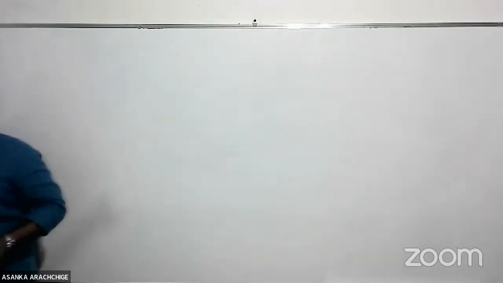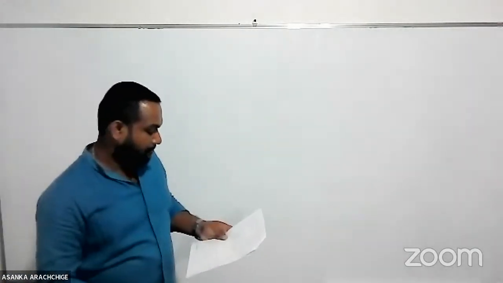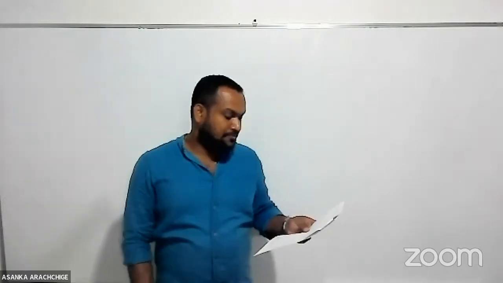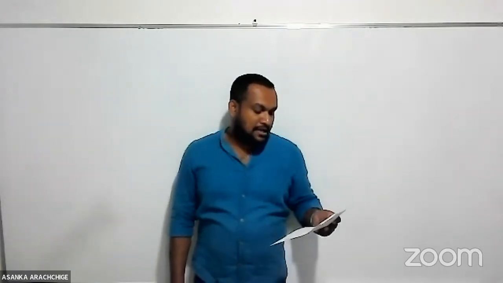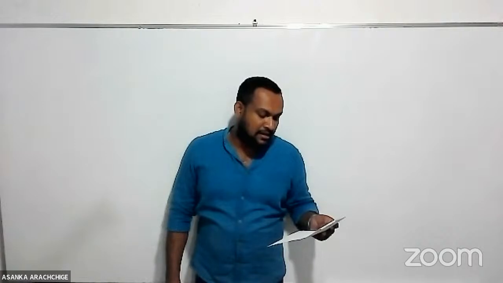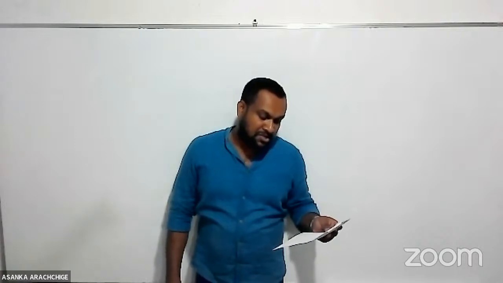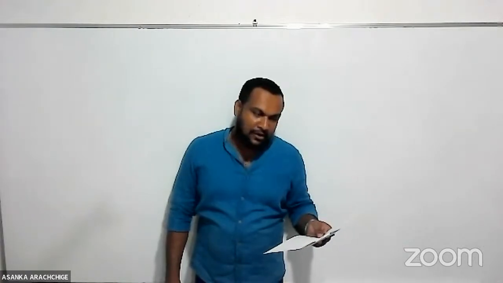Right. Number 12. A pair of opposite angles in a cyclic quadrilateral are given to be 3x and x plus 40. Find the value of x.